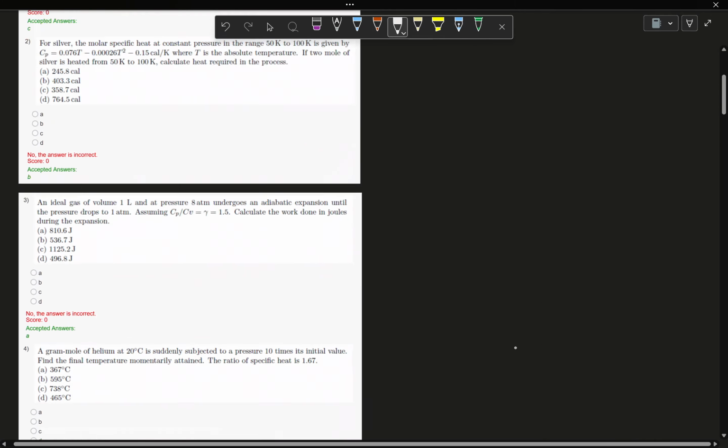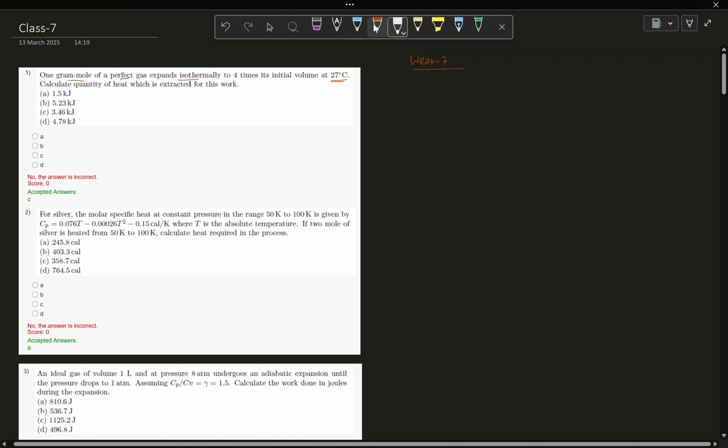So we'll go back and find out whether it is number C or not. So yeah, 3.46, option number C, this is the correct answer. So question 1 is done. So let us move on to question 2.